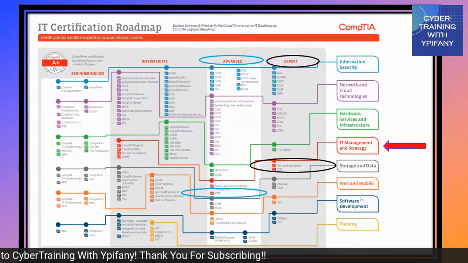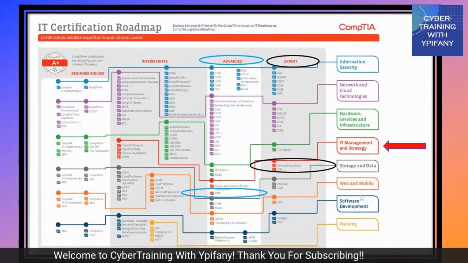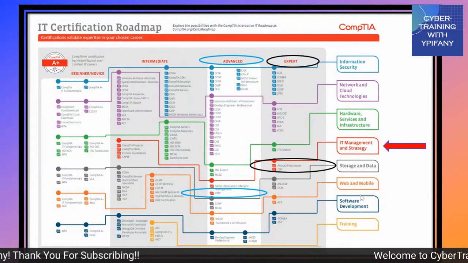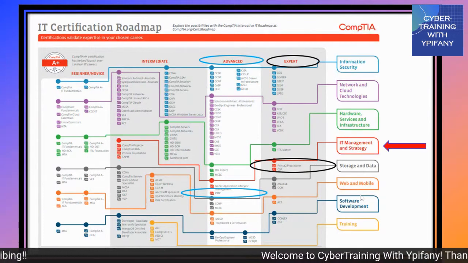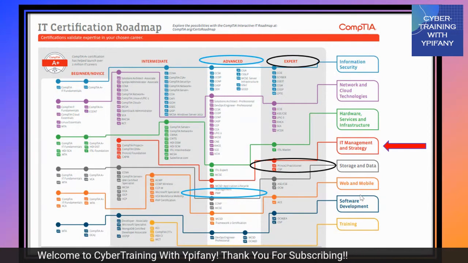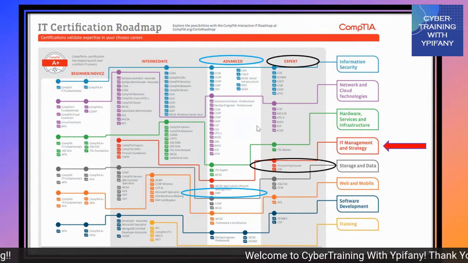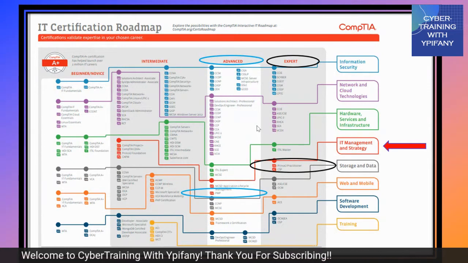Now, where is PMP on this IT certification roadmap? It's right below PRINCE2 Practitioner. It's in advanced on the IT management and strategy roadmap, okay? So not only is PRINCE2 amazing, like it's a wonderful methodology, it's also more advanced than PMP, okay? So if you're on the fence, if you're thinking about it, I'm telling you to lean toward PRINCE2. However, we know that organizations around here don't really know about PRINCE2.